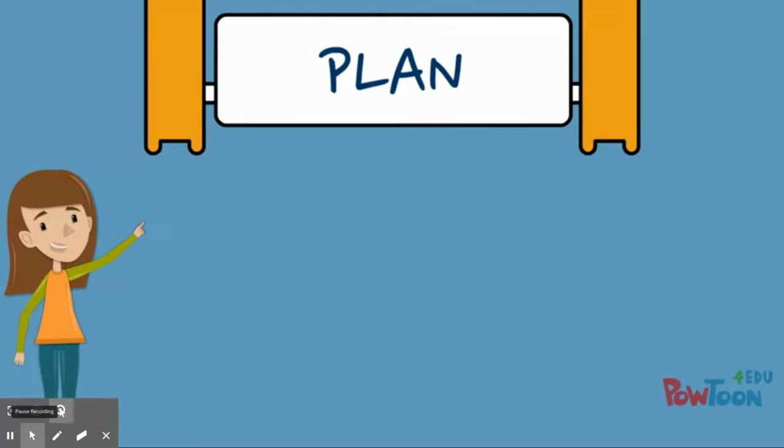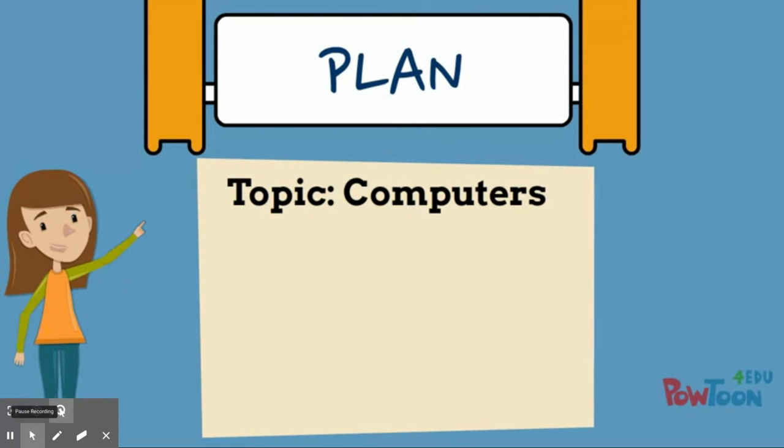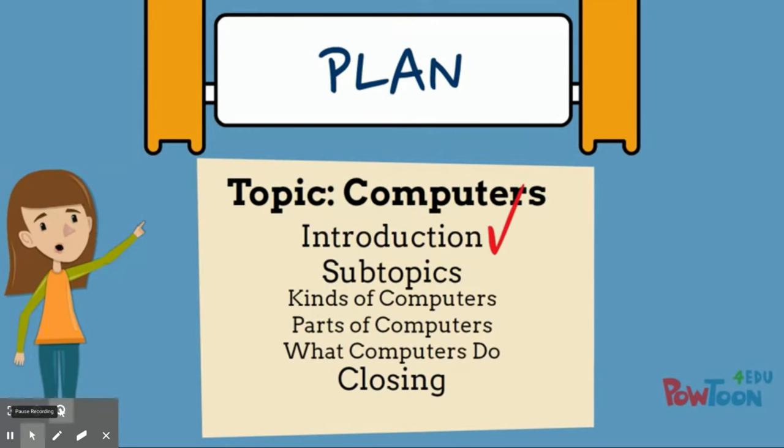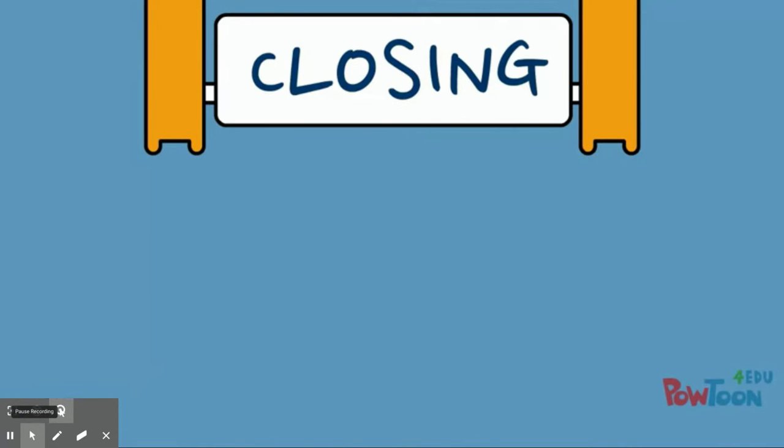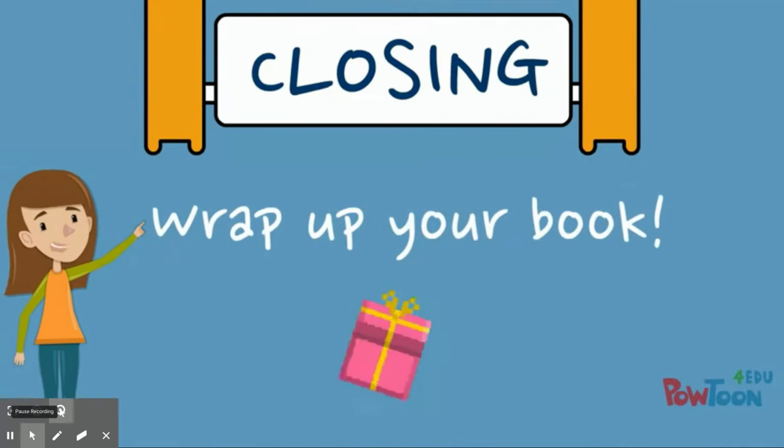I'm writing an informational book about computers. I wrote an introduction to introduce my topic. Then I wrote a section for each of my subtopics. Now I'm going to write a closing. We write closings to wrap up our book. We want the reader to know the book is over.